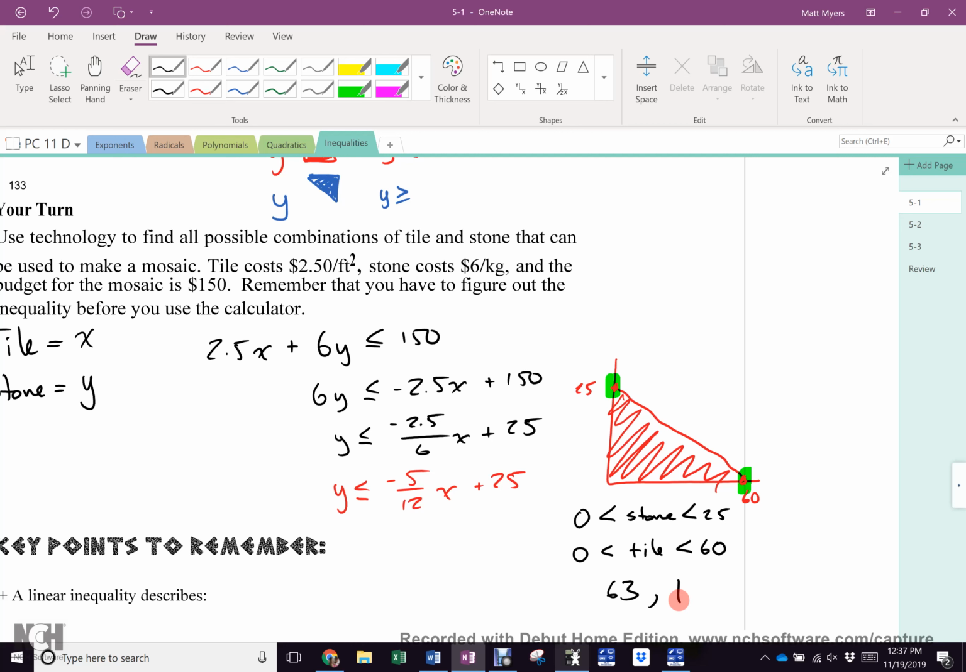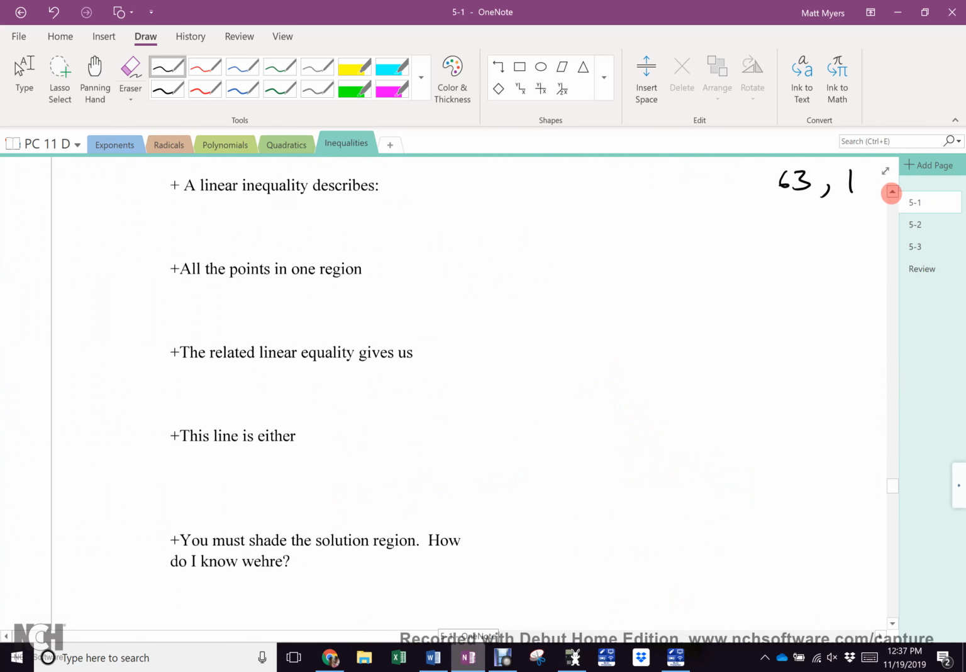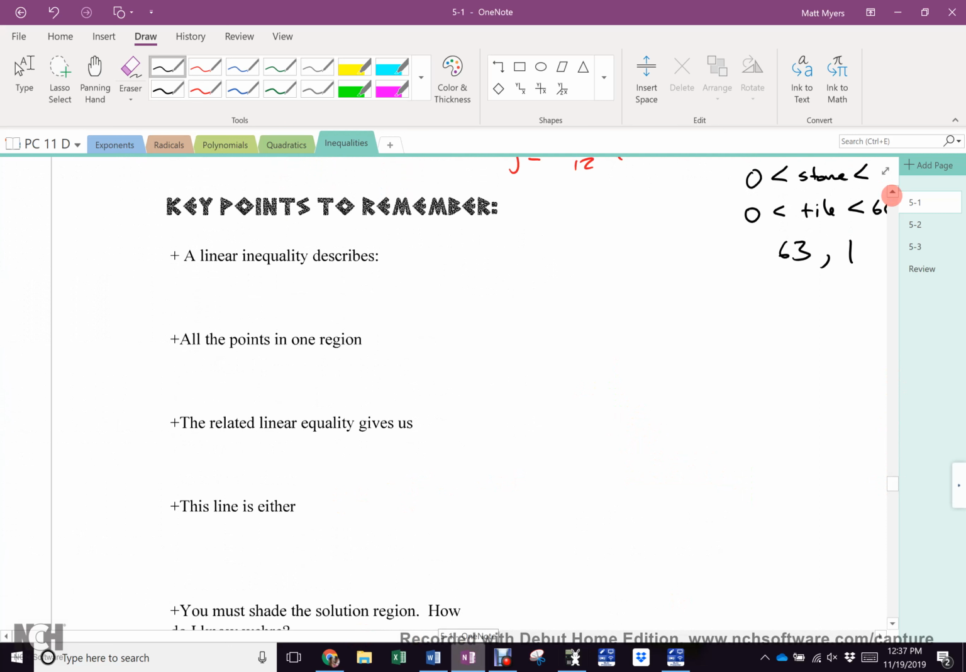Everybody cool? Now you will notice I have conveniently decided that I am going to finish off these lessons with all the key points in one spot. So, what does a linear inequality describe? What is a linear? We've just done 10 of them. What did it give us? Tell me anything about a linear inequality. I'll take anything right now. What does it do? Anything that we have just spent 2 days working on.